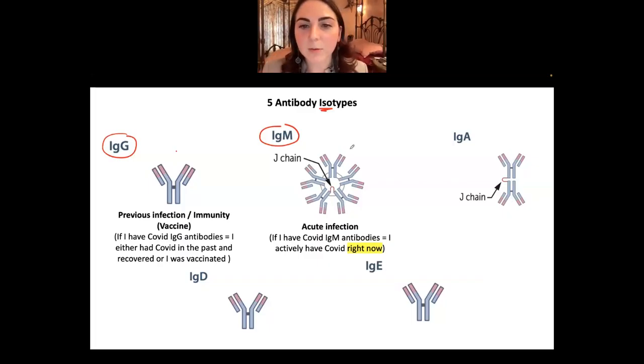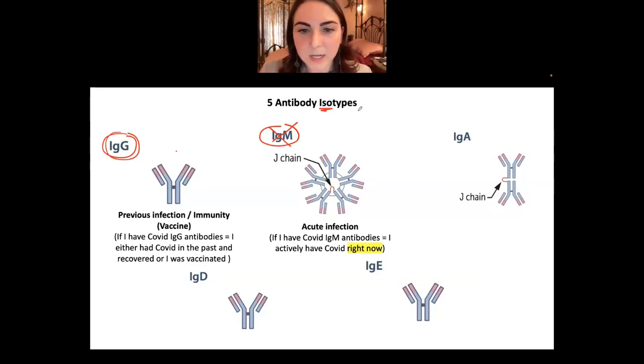This is very helpful when you're ordering lab tests and you get these antibody results back and it's COVID IgM is negative, but COVID IgG is positive. That would mean, okay, the patient doesn't have COVID right now because IgM was negative. And then the patient either had COVID in the past and recovered, or the patient was vaccinated against COVID and made an immune response against COVID.